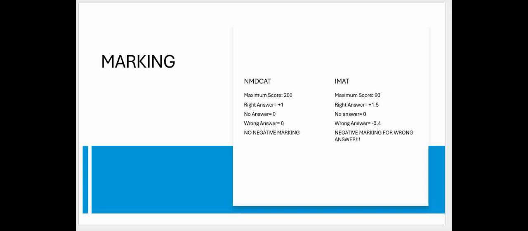For IMAT, it's -0.4 for a wrong answer and 1.5 for a right answer. Meanwhile, for MDCAT, it's +1 for every right answer. Even though it's just -0.4, which doesn't seem much compared to one right answer, which is +1.5, it can pile up to be a lot. And since it's a competitive test, even 0.1 matters, right? So that's the main difference in the marking.